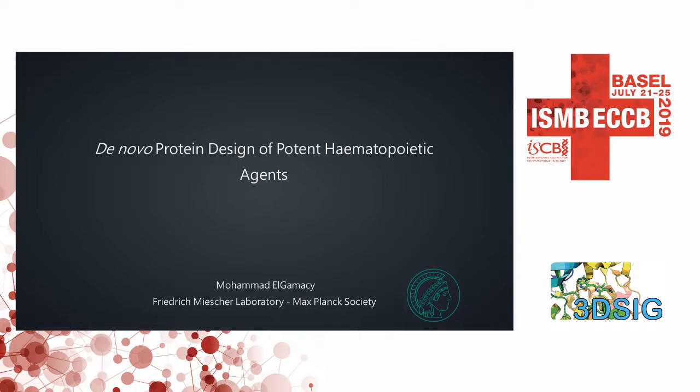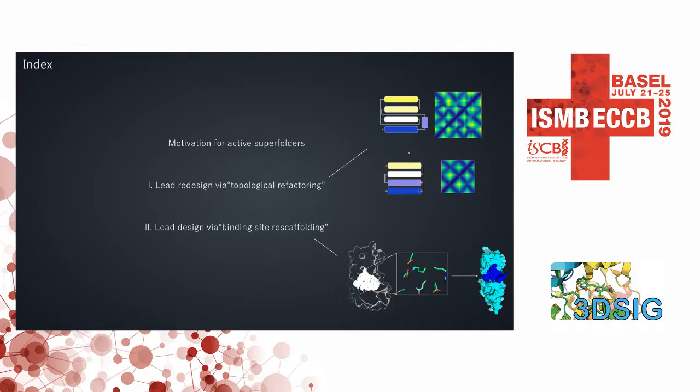Friedrich Mischner laboratory, the Max Planck, and we will talk about the de novo protein design. Yeah, thank you. And thanks to Fergus for introducing the concepts of de novo design and scaffold hopping, because I will speak about the same just for proteins. So the title is The De Novo Protein Design of Potent Hematopoietic Agents.